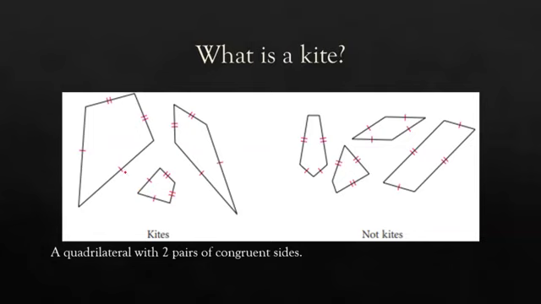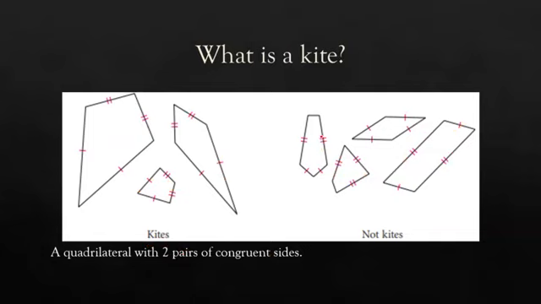Here are pictures of kites. Here are pictures that are not kites. I'm seeing two sets of congruent sides. So could it be a quadrilateral with two pairs of congruent sides? Well, this has two pairs of congruent sides, but they're opposite each other. This one has three congruent sides and one that's not, so not two pair.